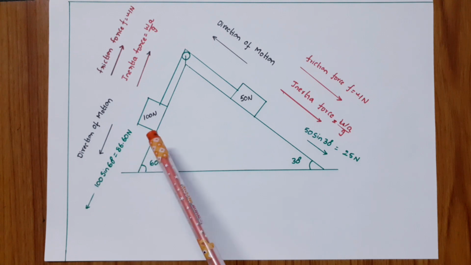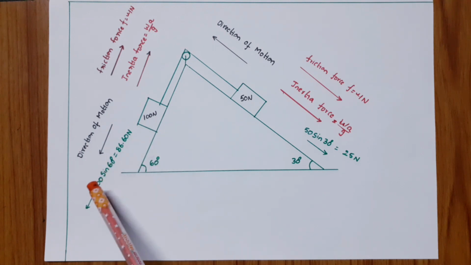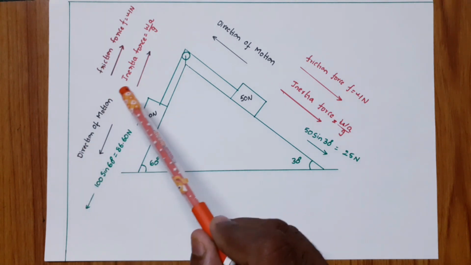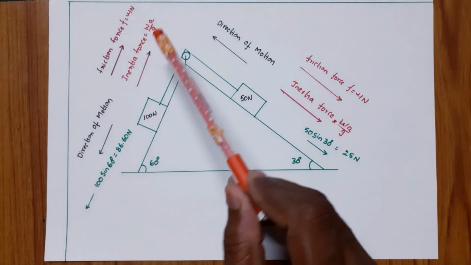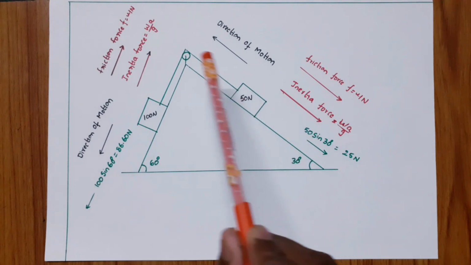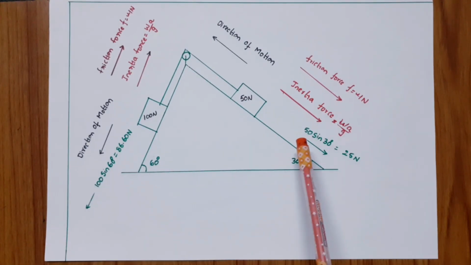For the 100 Newton block, the block is moving downwards. So the direction of motion is downwards. The inertia force and friction force act upwards. For the 50 newton block, the direction of motion is upwards. The friction force and inertia force act downwards. The friction force and inertia force are the resisting forces, so these forces always act opposite to the direction of motion.